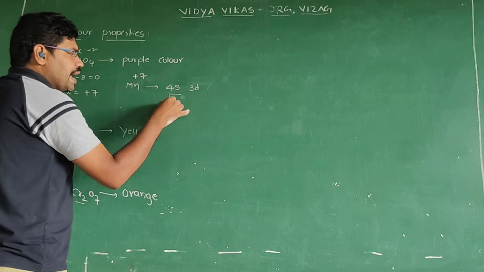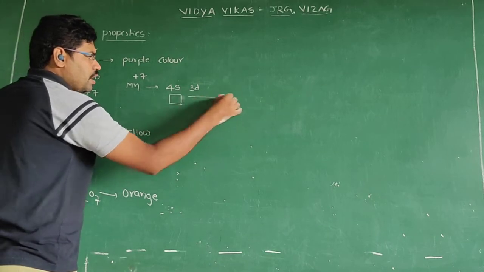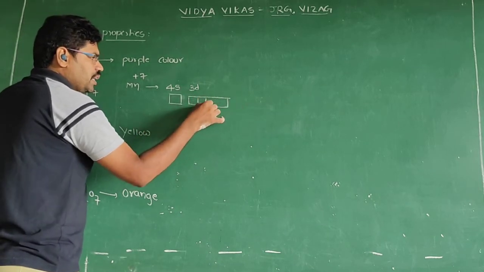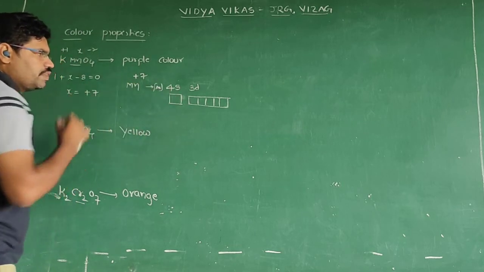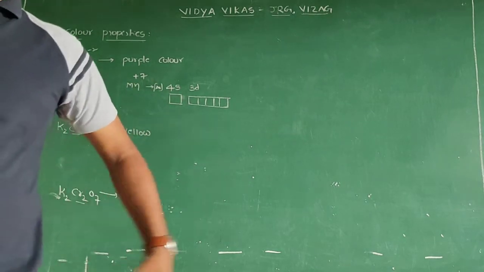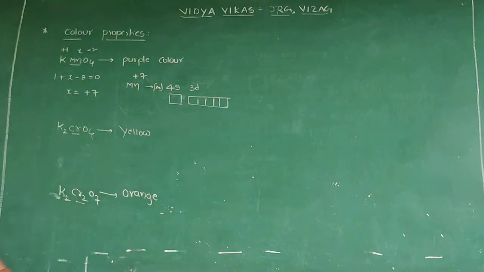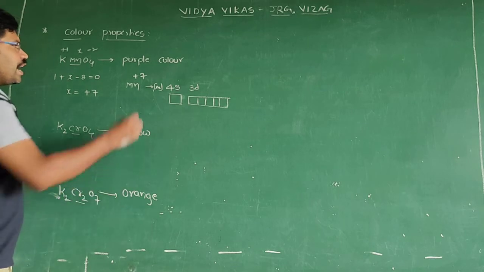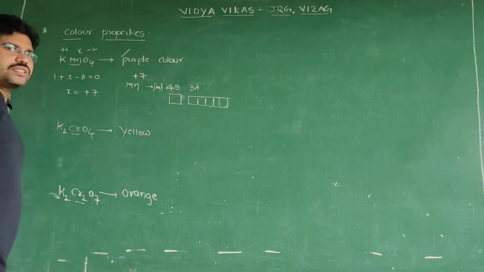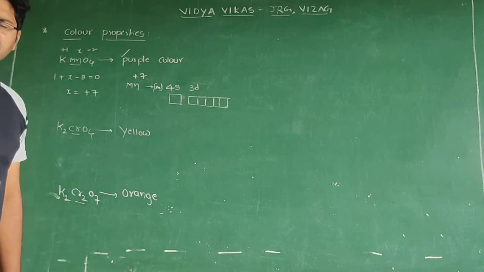So manganese has which configuration now, sir? Manganese has only argon configuration. Keep in mind, only argon configuration. Means manganese possesses no unpaired electron. There is no unpaired electron. But still KMnO4 exists in purple color, sir. What is the reason behind that?